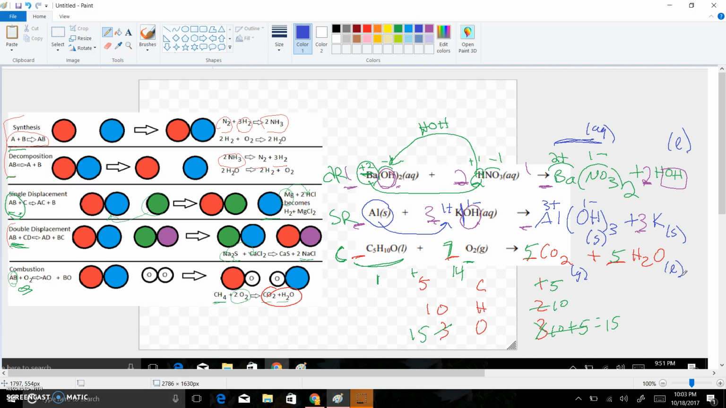So, balancing equations are coming back, and solubility rules are coming back, so we've got to think about things. Do we make a precipitate or do we not? And that'll be in the next video on ionic versus non-ionic. I hope this helped.